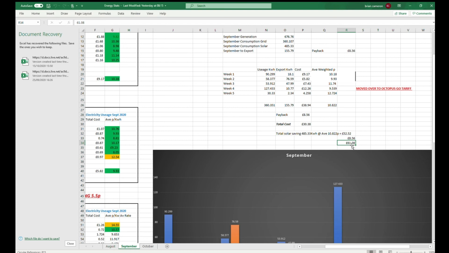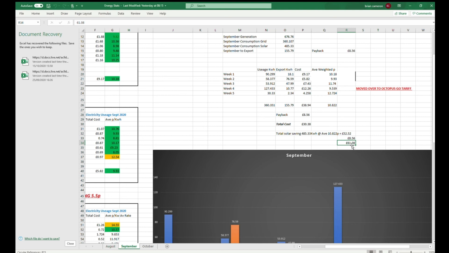But £61 is what we've saved in September by consuming what we were able to consume from our solar generation. So the consumption of 485 versus the generation of 676, that 485 at 10.822 pence gave us a consumption saving of £52.52, plus the £8.56 we exported. That's £61. So yeah, that's pretty astonishing, really.